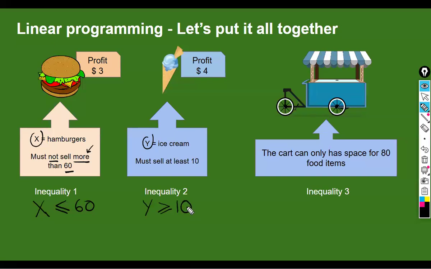Otherwise, the ice cream company will say, you're not selling enough ice cream. You're not worth our time. We're not going to supply you. We're going to a competitor.